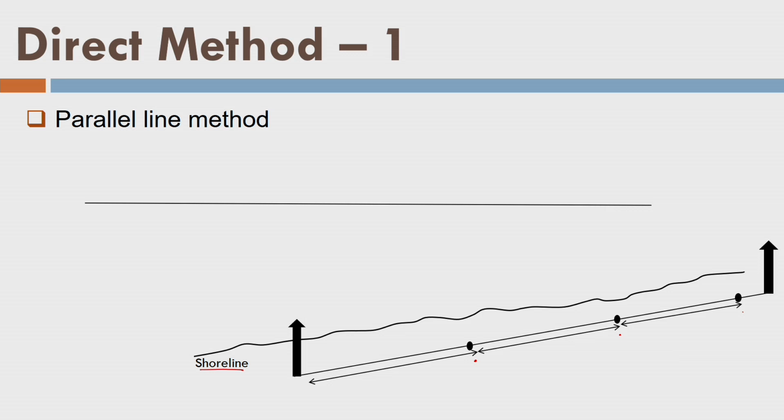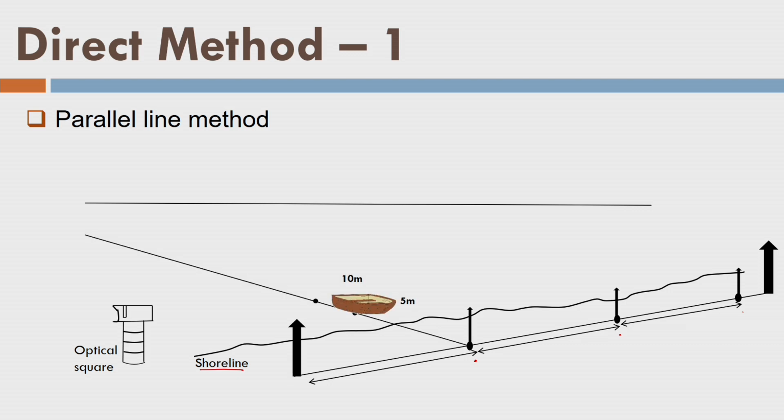So, what do we do here? We take an optical square like this and put it on these points one by one, and using the optical square we draw the survey lines, or the range lines, which are perpendicular to the reference line. So, this is my first survey line, which is in the transverse direction to the reference line.